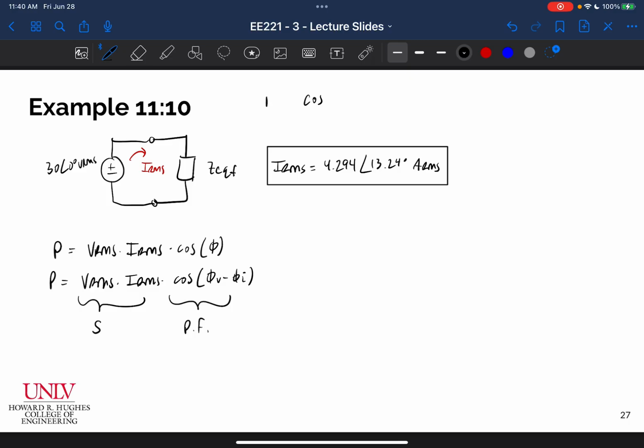The power factor is equal to the cosine of 0 minus 13.24 degrees. You'll notice that the cosine of a negative value is the same as the cosine of the positive value, which is a nice trig identity. This is going to come out to 0.973. That's our power factor. So we found that, and now we're just going to use that in this expression here.